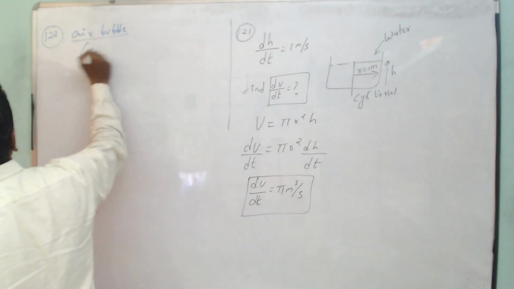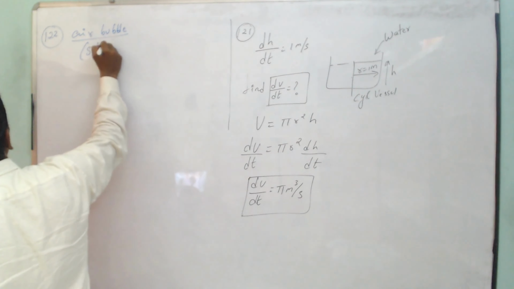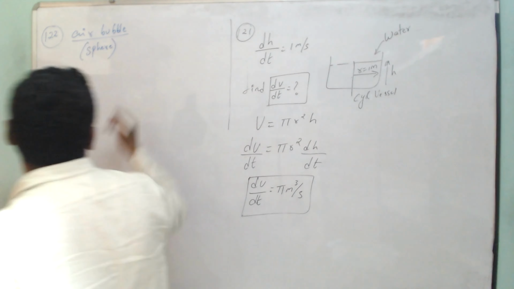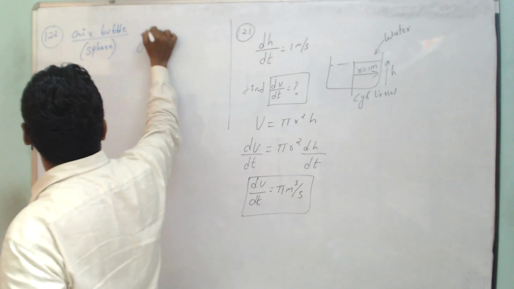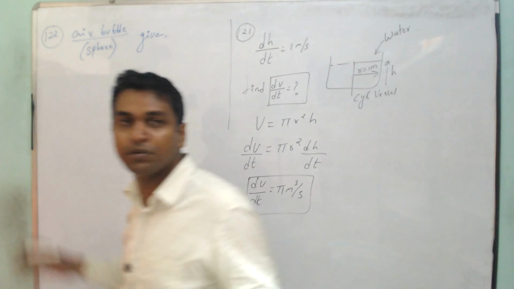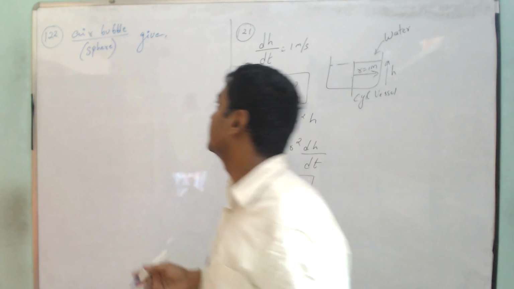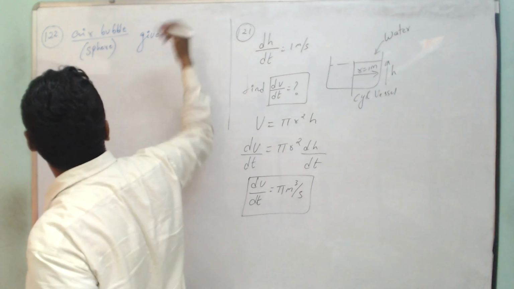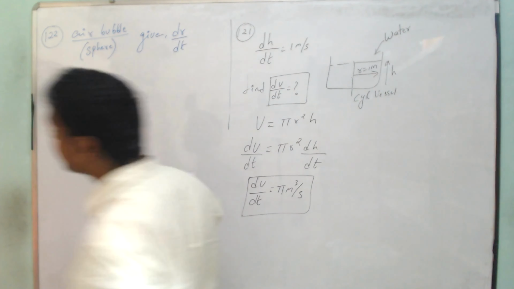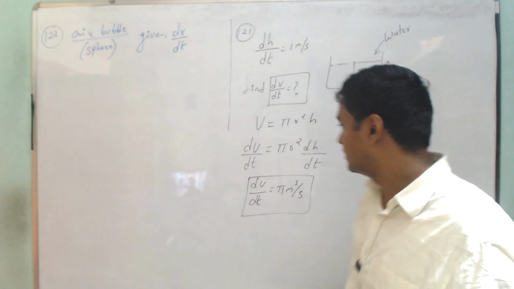Obviously, when we say air bubble, he will not mention it, but you should know it's a sphere. Now, it is given that the rate at which we are blowing air into it, this is all part of the story, okay? It is given the rate at which the radius is varying. See, he will not directly tell you this is dr by dt, he will tell you in English.